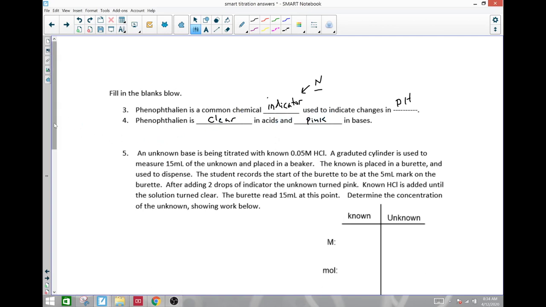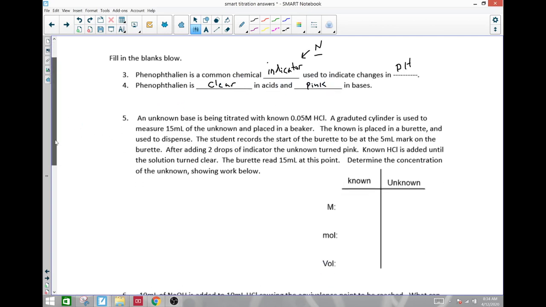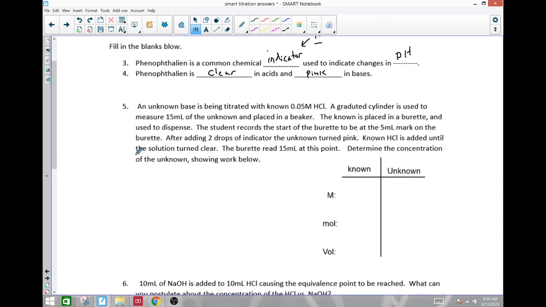All right, next one. All right, so this is a good practice question. See how far you're coming along here. I like to fill in my table as I'm reading through things. An unknown base is titrated with a known 0.05 molar HCl. So this is my acid, and it's known because we know the concentration, 0.05. The known is placed in a burette and is used to dispense.